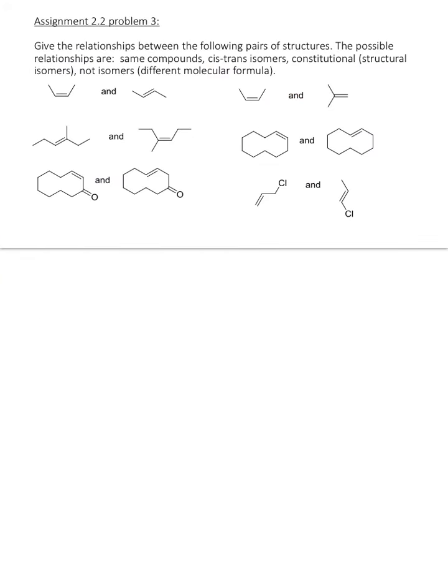Assignment 2.2, problem 3, give the relationship between the following pairs of structures. Okay, you can either have same, cis-trans isomers. They can be constitutional, meaning they're structural isomers. Or they're not isomers, they're different molecular formula. So the first thing you want to do here is make sure you got the same formula. 1, 2, 3, 4. So that's C4, and 8 hydrogens, H8. Here we have 1, 2, 3, 4, C4, and 8 hydrogens. So they're definitely the same molecular formula.